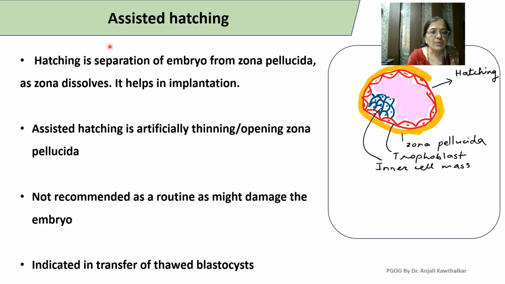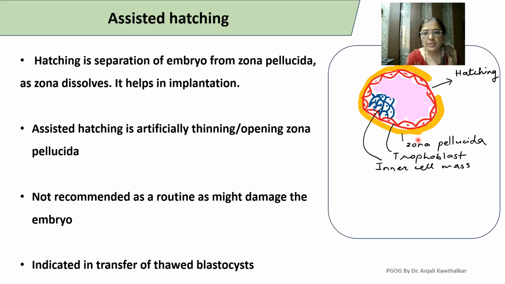Assisted hatching: what is the meaning of the word hatching? It is separation of the embryo from the zona pellucida, and normally the zona dissolves. This helps in implantation so that the trophoblast can now erode the endometrium. Assisted hatching is artificially thinning or opening the zona pellucida. It is not recommended as a routine as it might damage the embryo. It is indicated in transfer of thawed blastocyst, which improves the implantation rate.